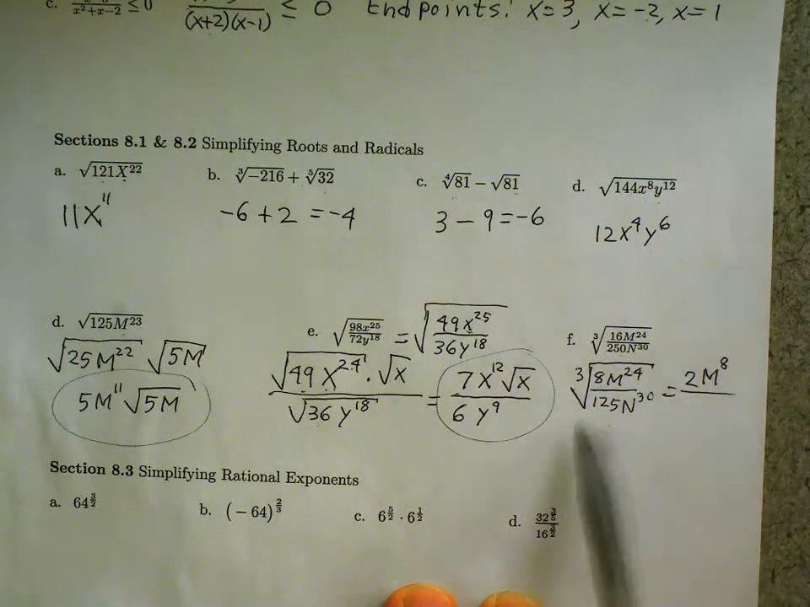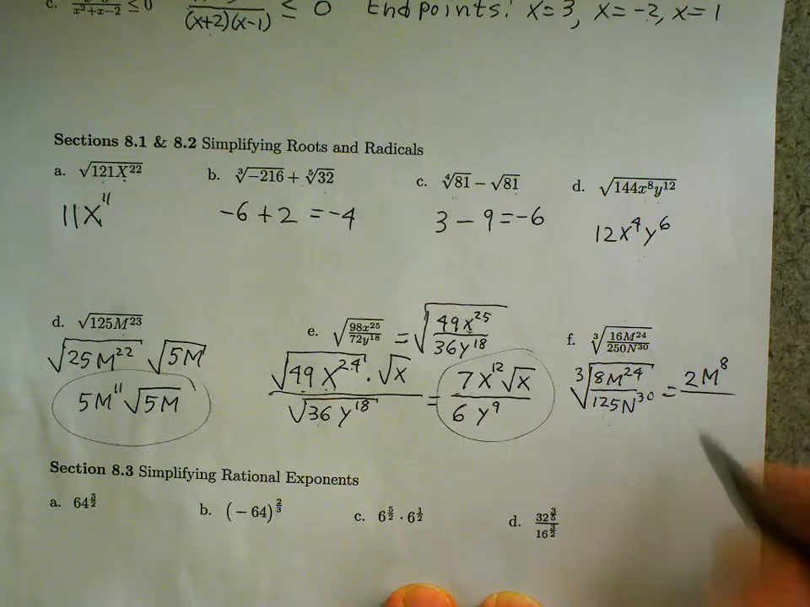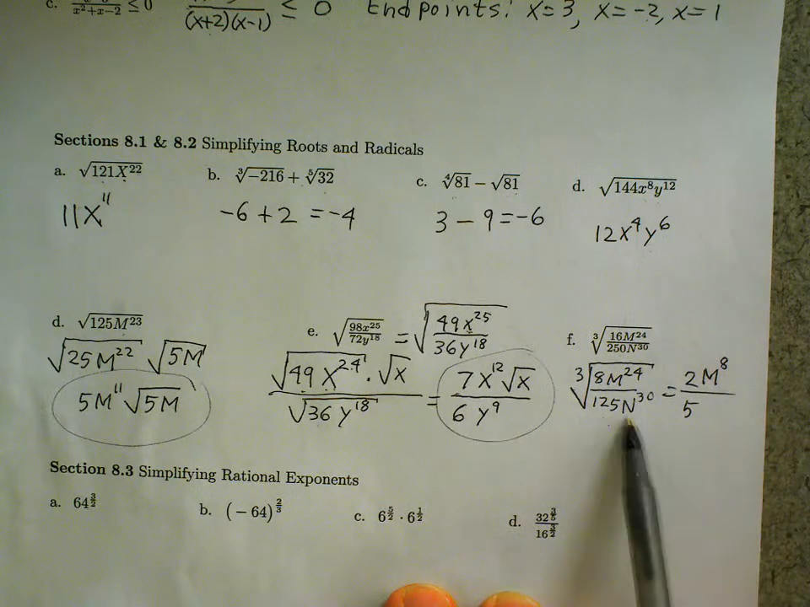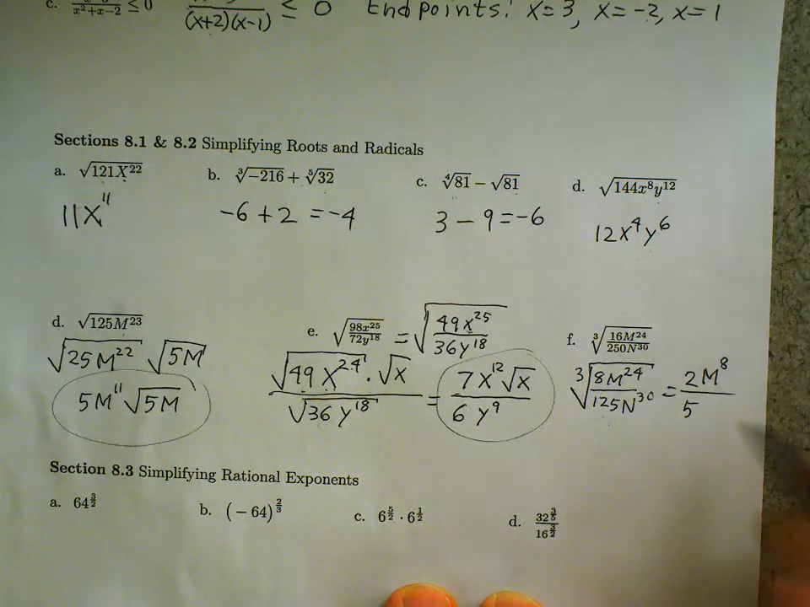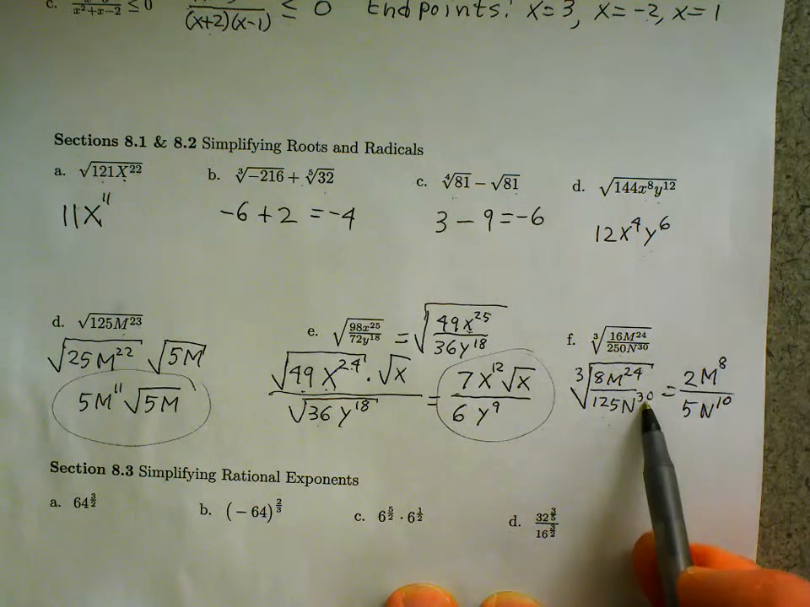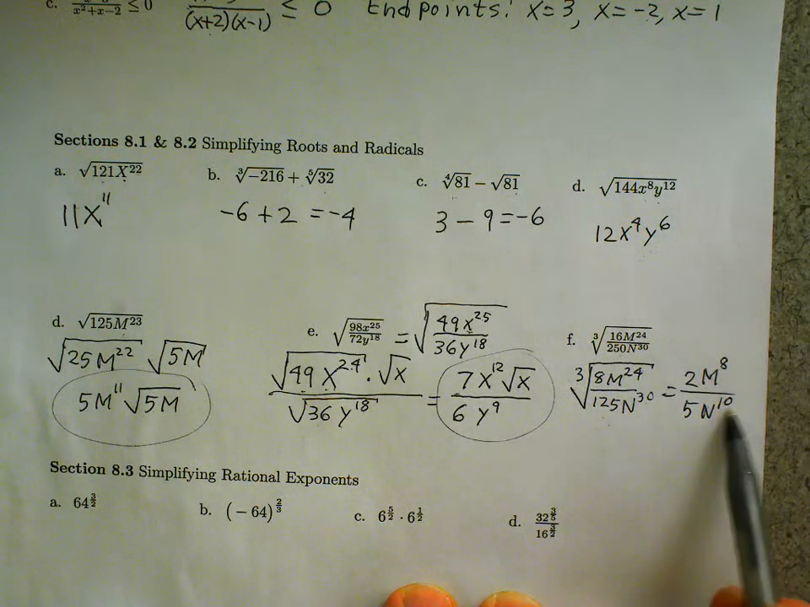In the denominator, the cubed root of 125 is 5. And the cubed root of n to the 30th is n to the 10th, because the exponent 30 divided by the index 3 is 10.